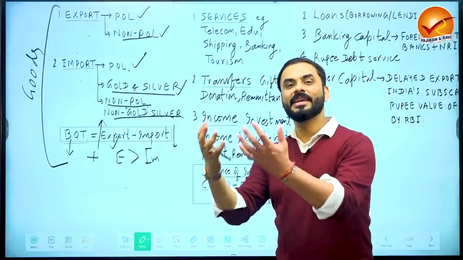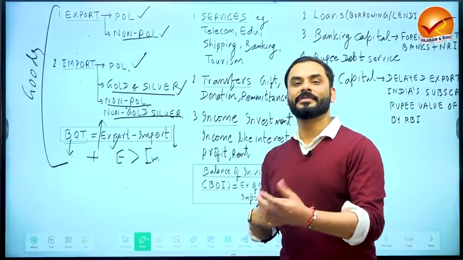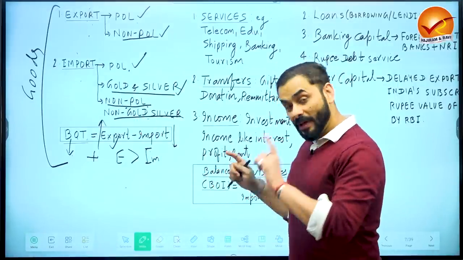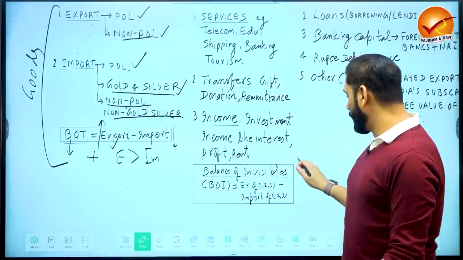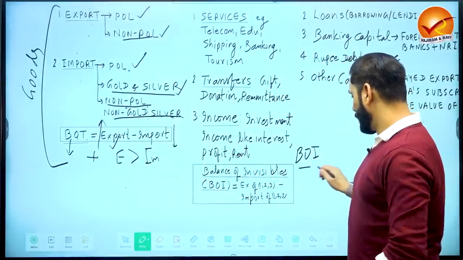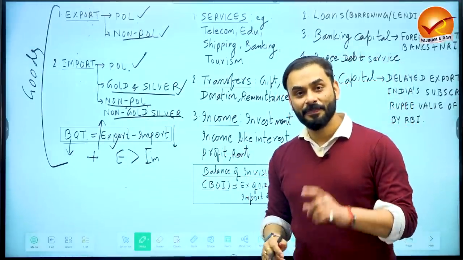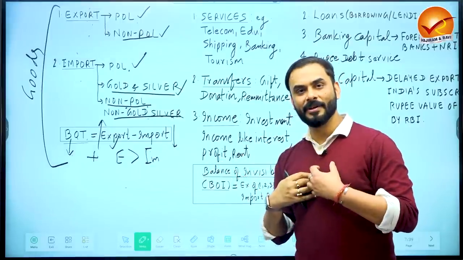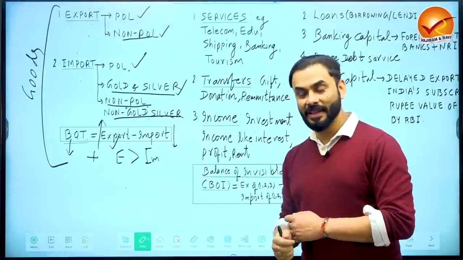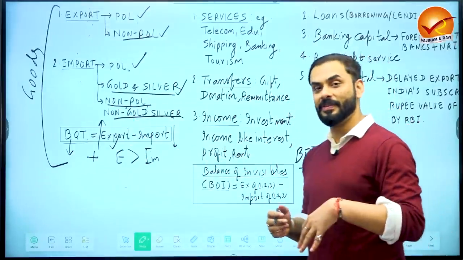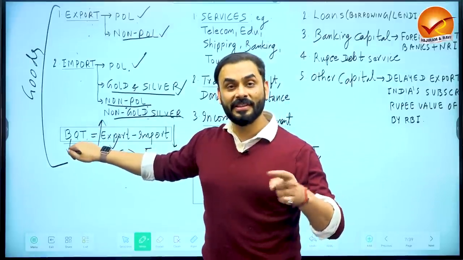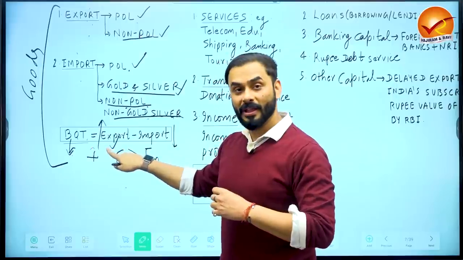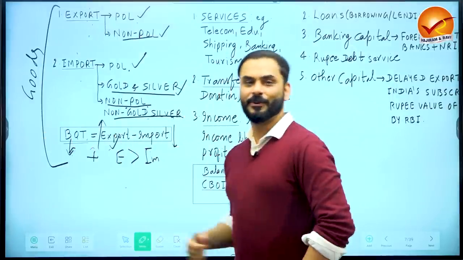So when we get more, it is a positive thing. When we have to give more, it's not a positive thing. So when are we going to say that balance of invisible, BOI, is in India's favor? We will say that balance of invisible is in India's favor when we get more income and we have to pay less income. Then we will say balance of invisible is in India's favor. When are we going to say that balance of trade is in our favor? When we are going to earn more income through export, and when we are going to pay less through import, right?